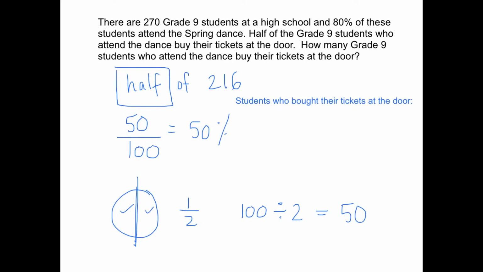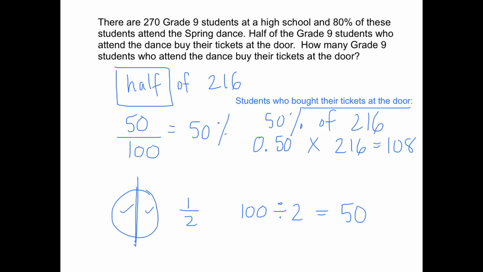Can we use the same strategy we just used to figure out what 50% of 216 is? Well, what's 50% as a decimal? 50 divided by 100 is equal to 0.50, and we're going to multiply that by 216. You can use your calculator. When you punch this in, we get an answer of 108. So 108 students bought their tickets at the door.